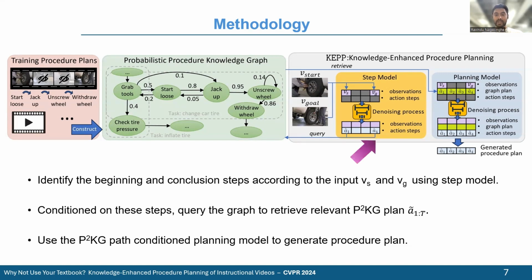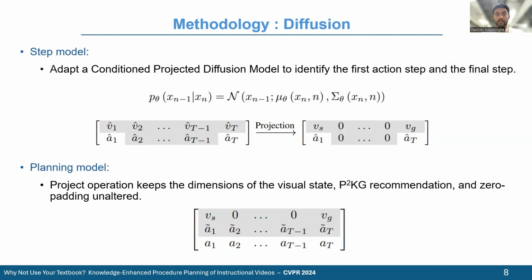In KEPP, given start and goal visual states as input, we adapt a conditioned projection diffusion model to identify the first action step and the final step. We refer to this model as the step model. Afterwards, conditioned on this first step and the last step and the planning horizon T, we query the graph to retrieve the relevant graph path from the procedure knowledge graph. Finally, the conditional visual states and the procedure plan recommendations are concatenated to predict the action steps using a condition projected diffusion model, which we call the planning model. For both the step model and the planning model, we use condition projected diffusion models with different conditions and padding sequences.